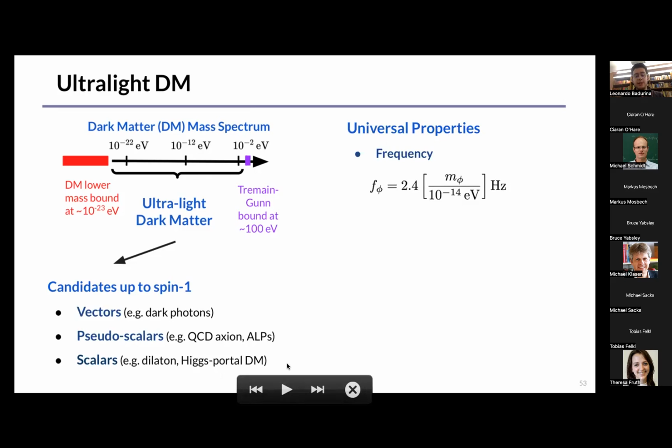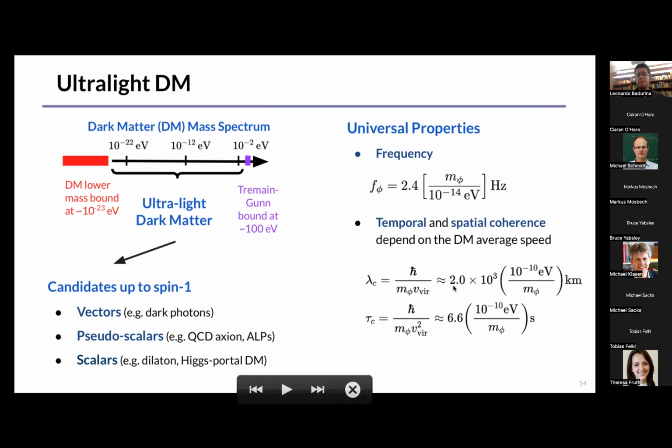Since we've said that these fields can be naturally described in terms of classical waves, the waves themselves can be described as oscillating in space and time, and the oscillation is characterized by the mass. For example, a mass of 10 to the minus 14 eV would lead to an oscillation frequency of about 2 Hertz. Additionally, because of the properties of the dark matter speed distribution that we've inferred from baryonic matter in our galaxies, we would expect temporal and spatial coherences which are related to the dark matter average speed. That means specifically that a candidate with mass 10 to the minus 10 eV would have a coherence time of order 7 seconds and a coherence length of thousands of kilometers.